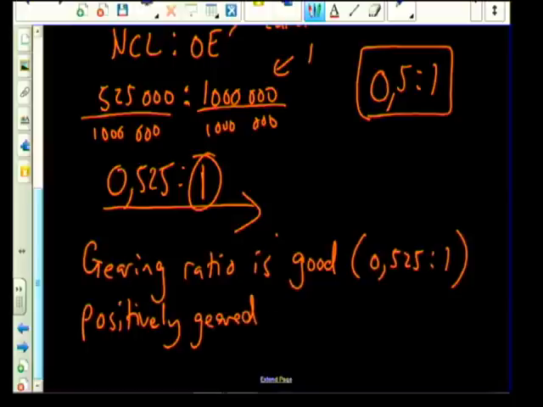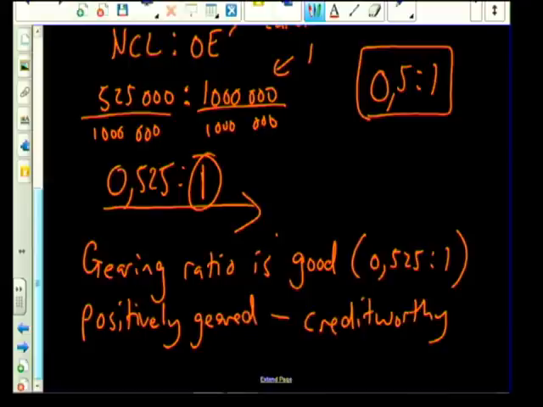In other words, the business is creditworthy, because they could still go to the bank and borrow more money because they've only borrowed about 50 cents for every rand that they've invested themselves. The business is creditworthy and the risk is low.